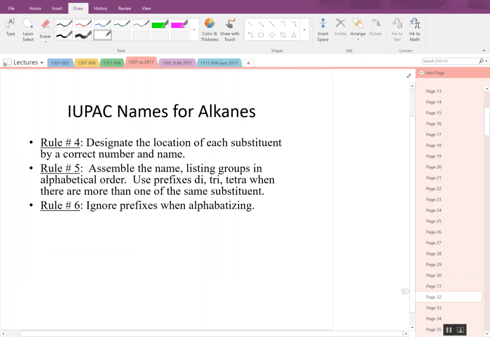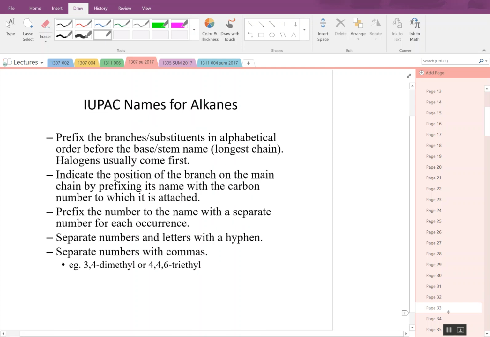Rules 4, 5, and 6. Designate the location of each substituent by a correct number and name. Assemble the name, listing the groups in alphabetical order. Use di, tri, and tetra if there's more than one of a particular substituent. We don't have that case right here, so we'll come back to that. And ignore those prefixes when alphabetizing. So, let's see what we have here.